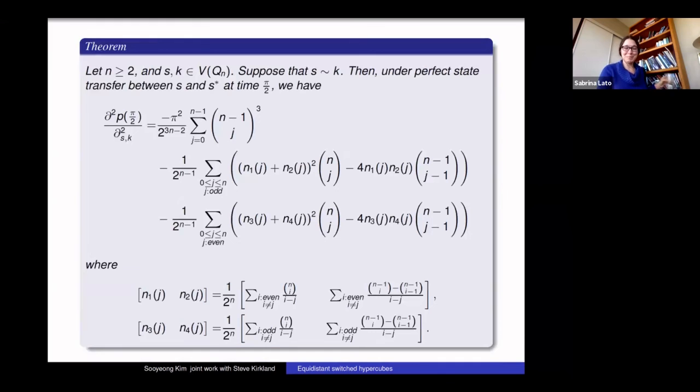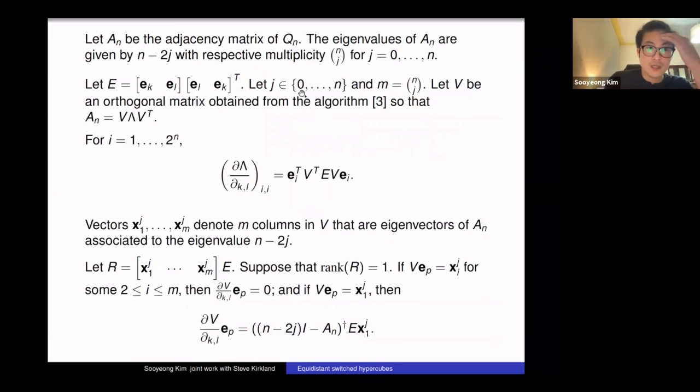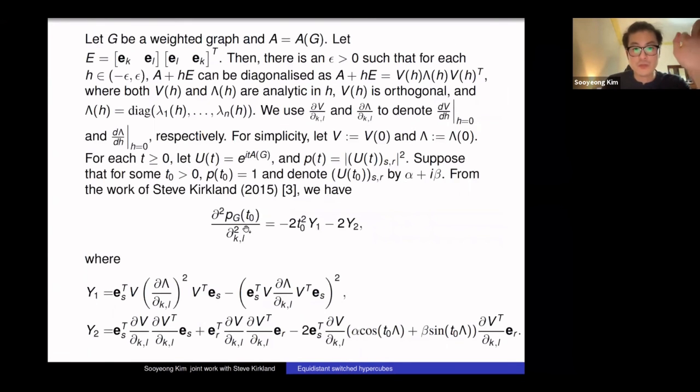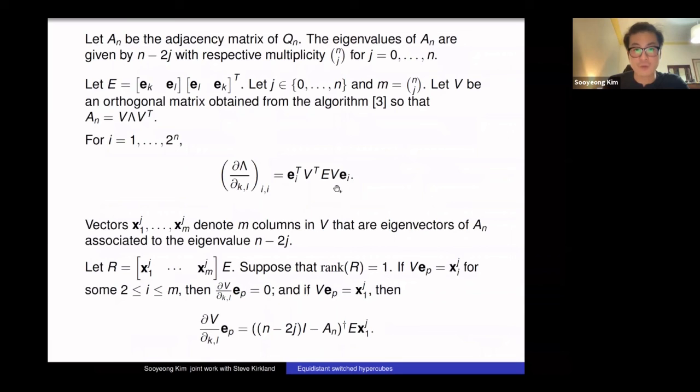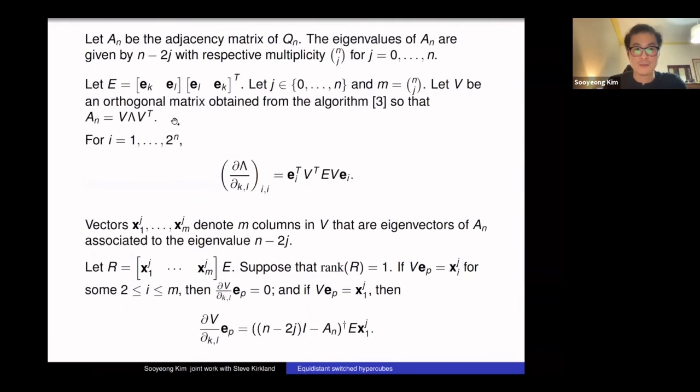Okay, so the point is, let me wrap things up right now then. Here, the point is to compute the second derivative, then we need to first understand the spectral property of the adjacency matrix of the graph. And then according to the algorithm in this paper, we have to construct the matrix V. And then we have to apply these formulas for ∂V over ∂K_NL. And then we have to find the second derivative.